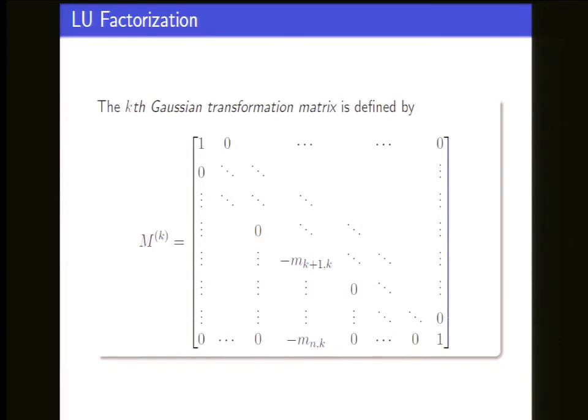So all of these m's will be multiplying row k of the matrix to the right. That's because they appear in column k. That's how matrix multiplication works. They will take the result and add to the corresponding row, namely k plus 1 all the way down to m. That is Gaussian elimination. In fact, if you choose these m's as the multipliers from Gaussian elimination.